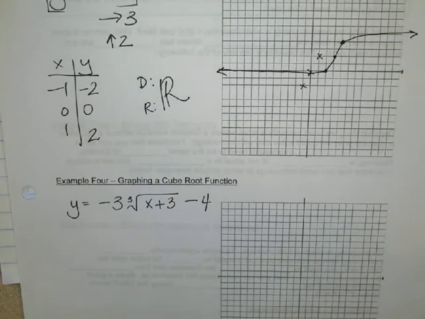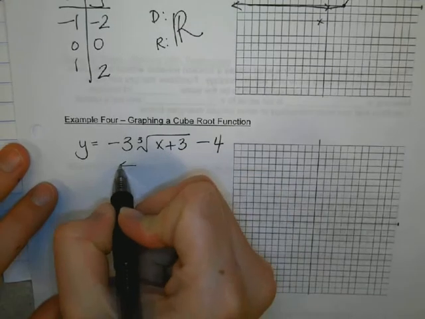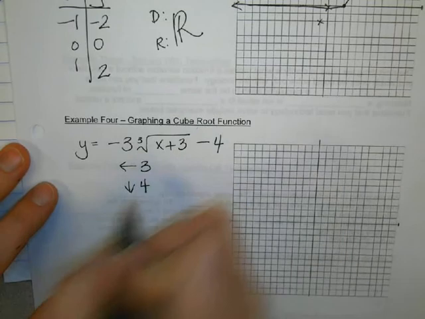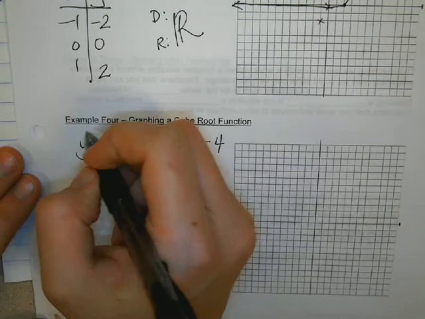Okay, again, you're going to start by labeling the transformations. So that 3 makes my graph go left 3. That -4 makes my graph go down 4. Then I'm going to make my small table of values.